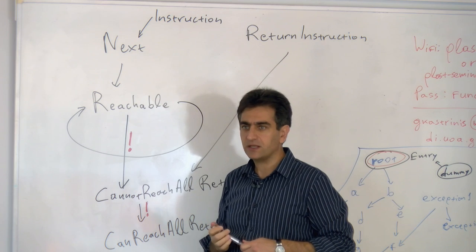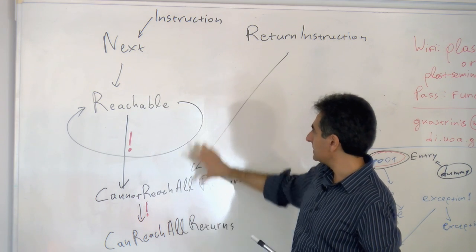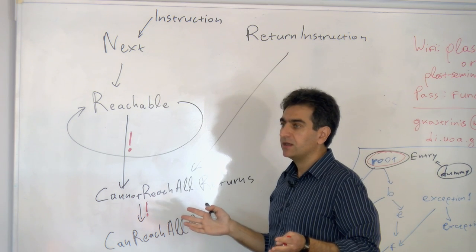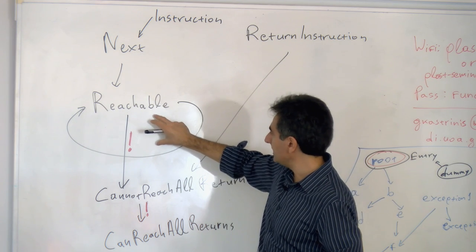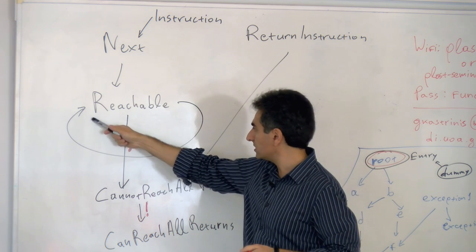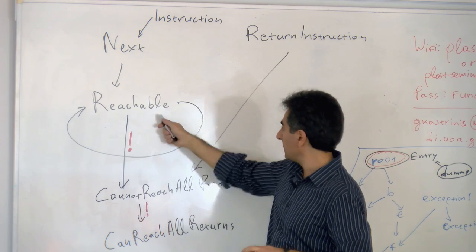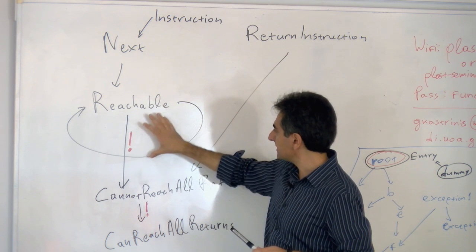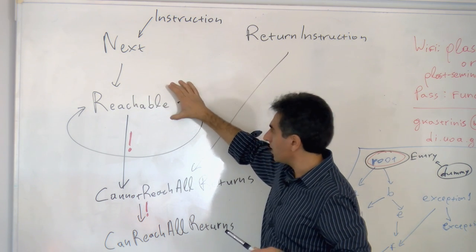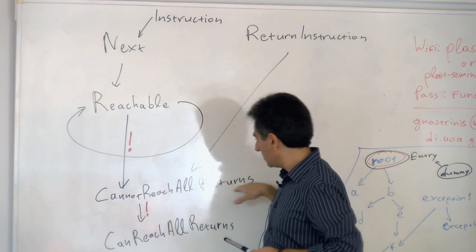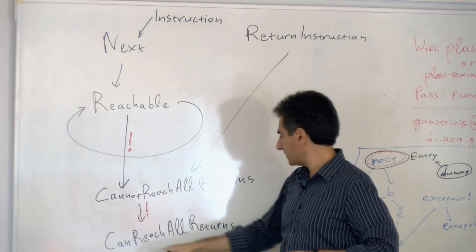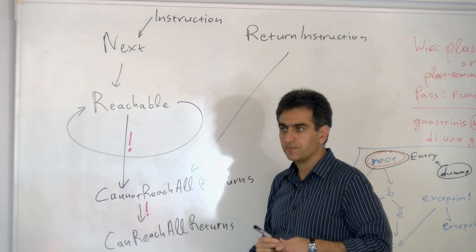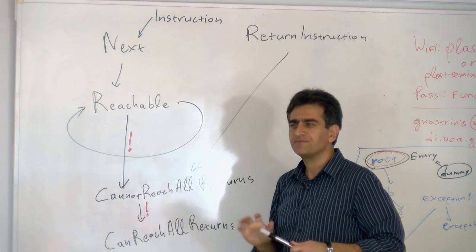So we will see examples of cycles. But the whole point is that the simple cases always have stratified negation. This kind of negation, we could completely remove. One can think of it as creating explicitly by hand the concept of not reachable and populating it by exhaustive iteration over all the instructions. So this is just a syntactic shorthand. The contents of reachable settle, and after that, we can settle the contents of cannot reach all returns. And after these have settled, we can settle the contents of can reach all returns. So that's what we meant by stratification. Is that somewhat clear?